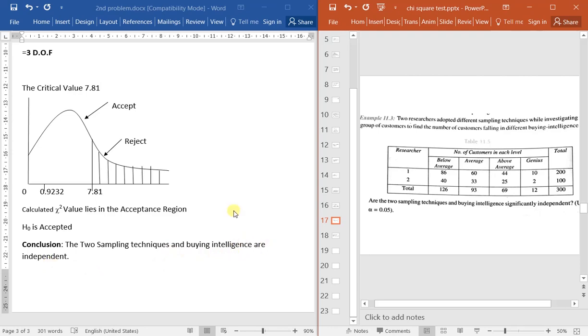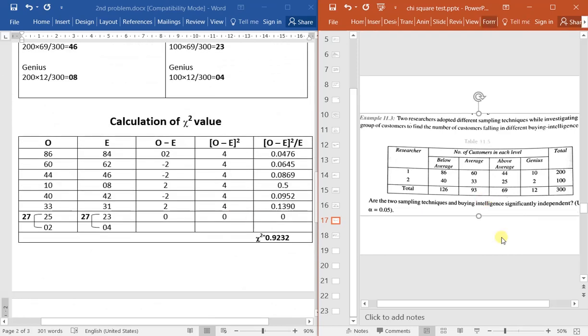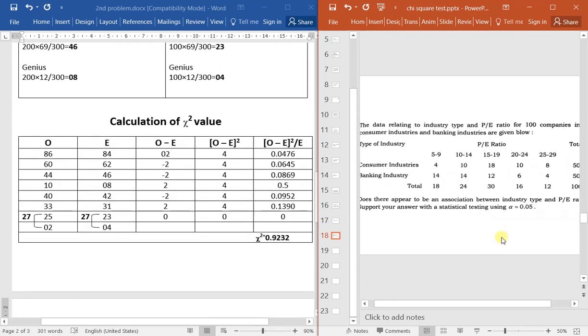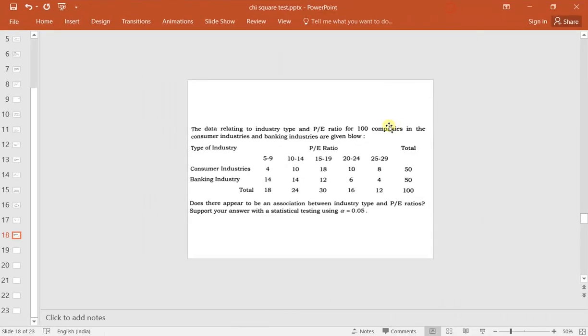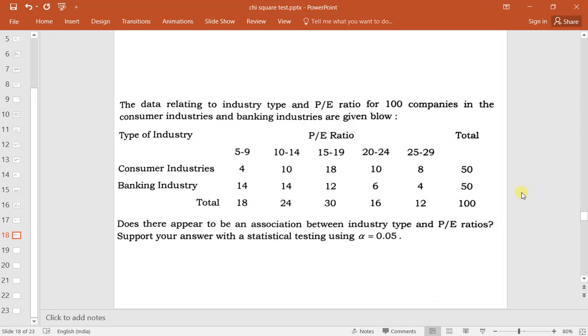So this is the second problem that we've discussed. We'll discuss one more question paper problem. This is a question paper problem that I'll be discussing, and I'll make a separate video for this.